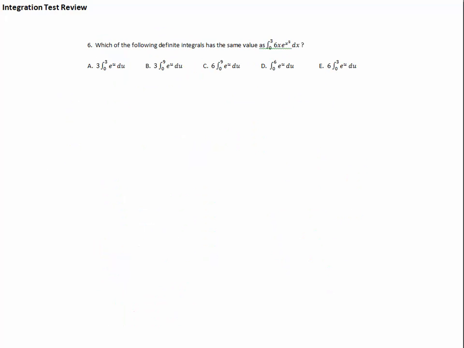All right, number 6. Which of the following definite integrals has the same value as, oops, sorry, I copied my grammar mistake from Word. This is a 0 to 3. So we've got the integral from 0 to 3 of 6x e to the x squared dx. Which of the following definite integrals has the same value as this does?